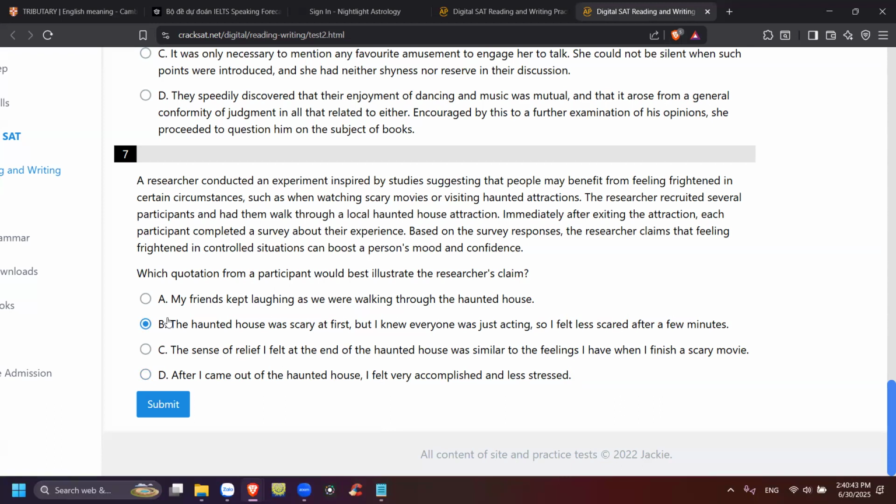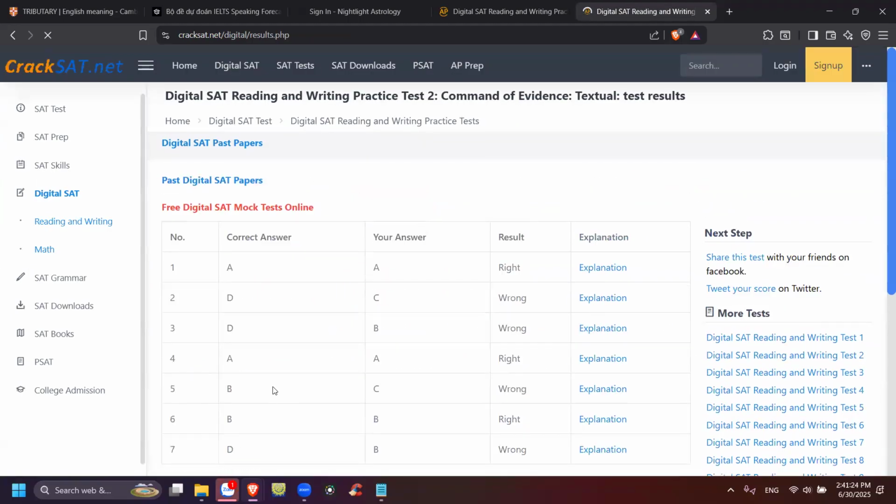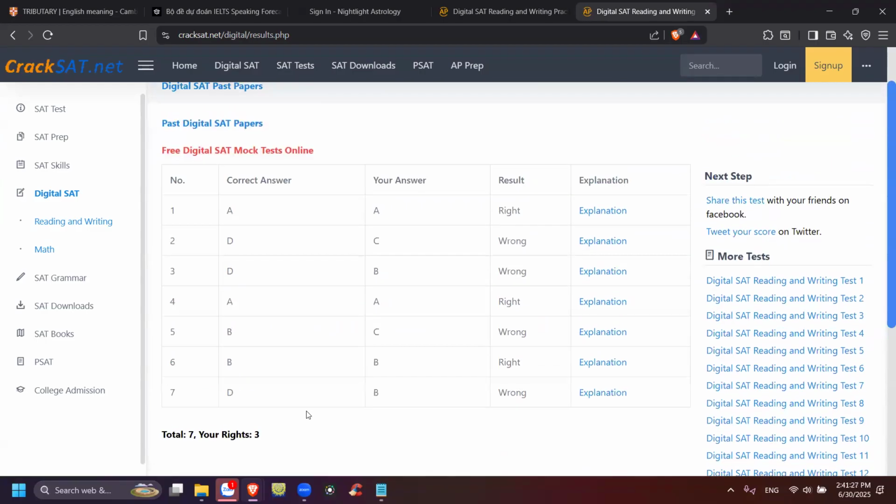Yeah, because B also makes sense. But I knew everyone was just acting, so I felt less scared after a few minutes. So it's a controlled situation, isn't it? That is the controlled part, yes. Mood and confidence, less scared after a few minutes, there's confidence. But D, after I came out of the haunted house, there was no part about a controlled situation here, right. So your answer is B. B, B, B. Okay.